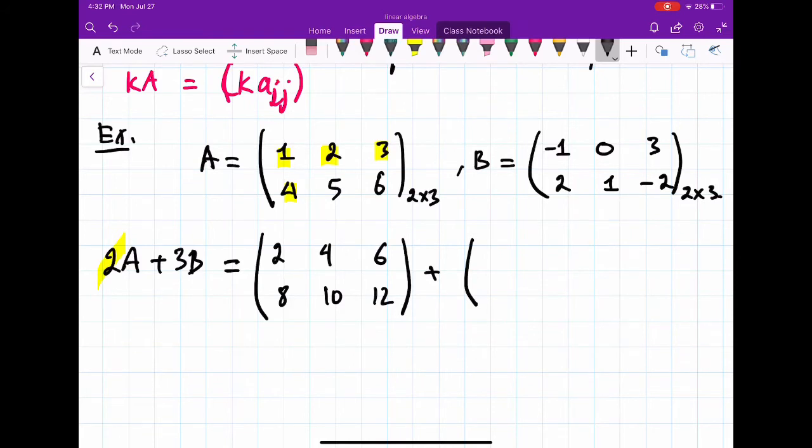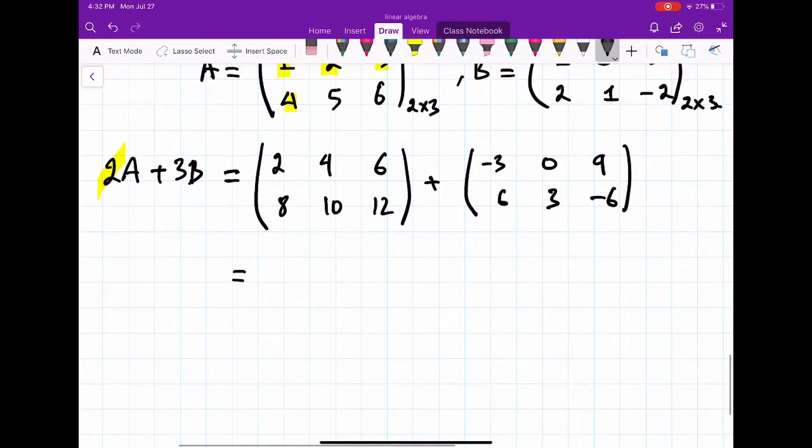I might have -3, 0, 9, 6, 3, -6. Okay? And then you add them. You get -1, you get 4, you get 15, and then you get 14, you get 13, and you get 6. You see? It's pretty easy.